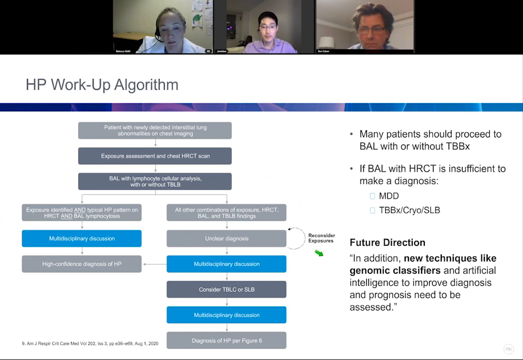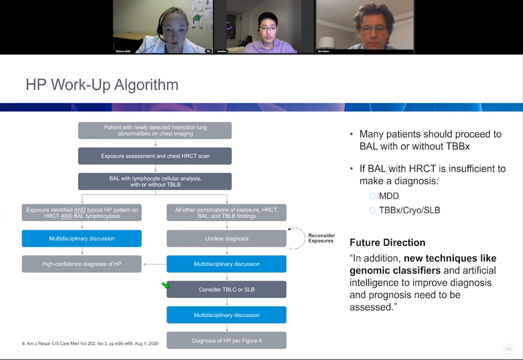And we spend a lot of time reconsidering if there's any exposure. And remember that up to 60% of the time you may not have a clear exposure and you can still have hypersensitivity pneumonitis. So this is a great opportunity to discuss this case in multidisciplinary discussion, look at all of your data independently and see if you can come to that high confidence diagnosis of HP. But many times we can't, and then in that situation, that's a great opportunity to consider if you need a surgical lung biopsy.